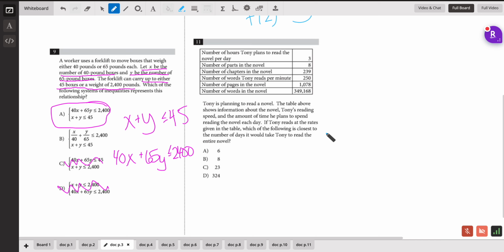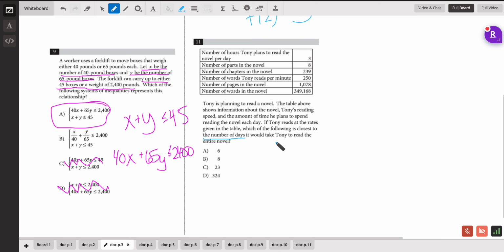All right, we have a big old chart here, and it says Tony is planning to read a novel. Before you even read everything in the chart, read the question. Okay, so read this first. The table above shows information about the novel, Tony's reading speed, and the amount of time he plans to spend reading the novel each day. If Tony reads at the rates given in the table, which of the following is closest to the number of days it would take Tony to read the entire novel?